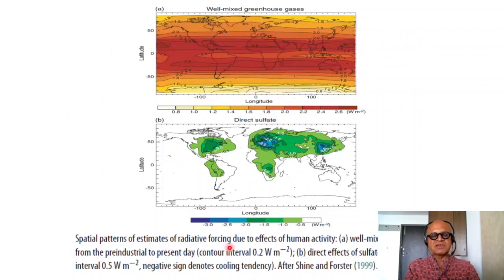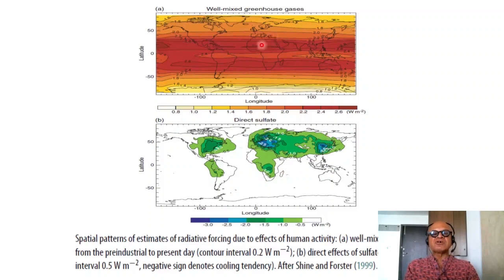So spatial patterns of estimates of radiative forcing due to effects of human activity, well mixed greenhouse gases from the pre-industrial to the present with 0.2 watts per meter squared in contour, and direct effects of sulfate aerosols. So you can imagine that the industrialized world had the largest sulfate aerosols over time because of the industrial activities, burning of coal and other things. So they typically have a cooling effect. So you can see negative forcing. They are scattering aerosols that are produced by sulfate emissions. So there are also some signals over Africa and of course China.